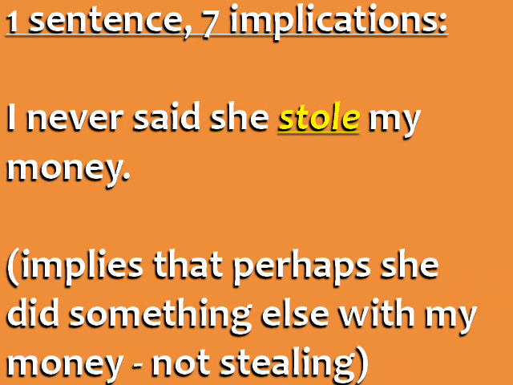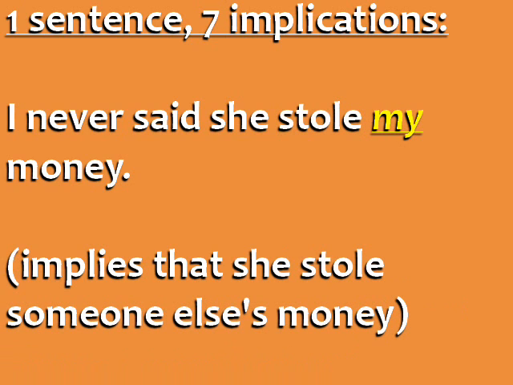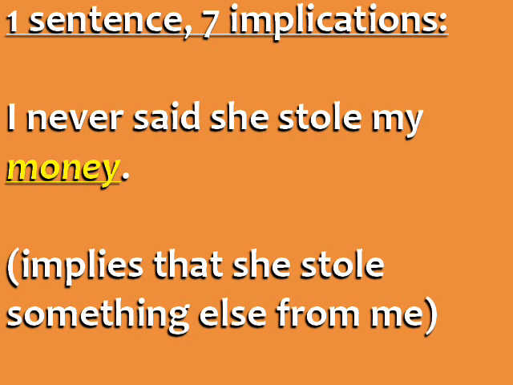I never said she stole my money implies that I never accused her of stealing, but perhaps I said that she did something else with my money. I never said she stole my money implies that she stole someone else's money, but not mine. I never said she stole my money implies that she stole something else from me, but it wasn't money.